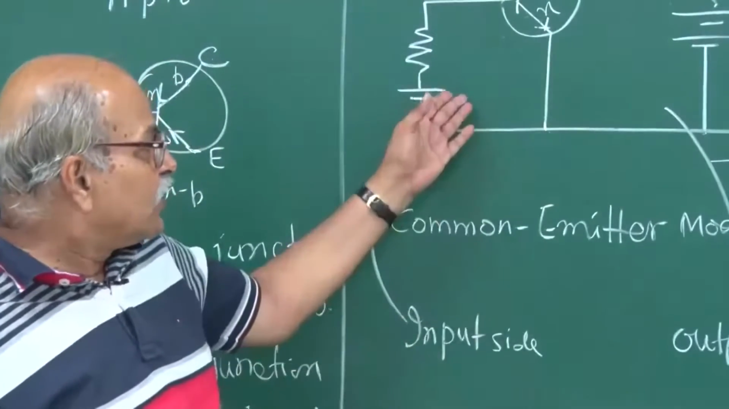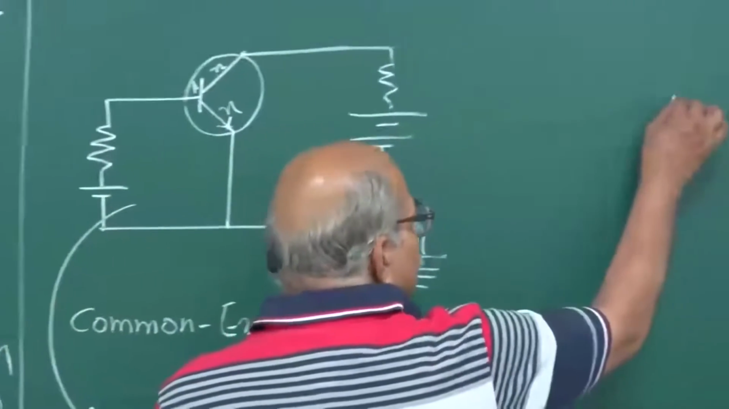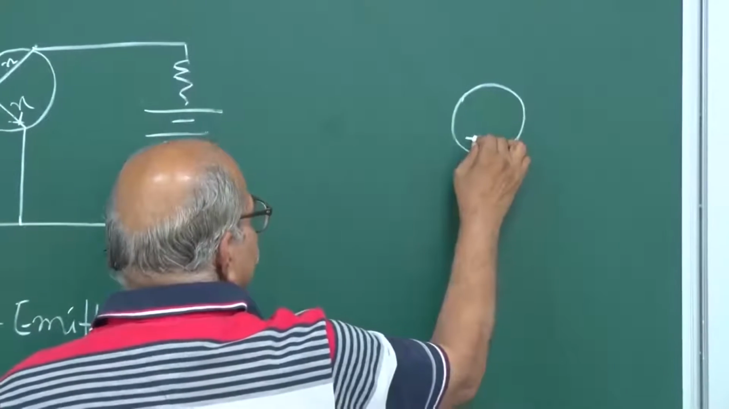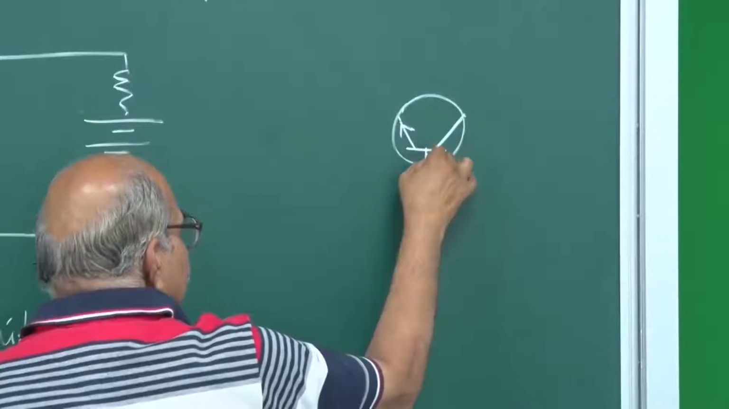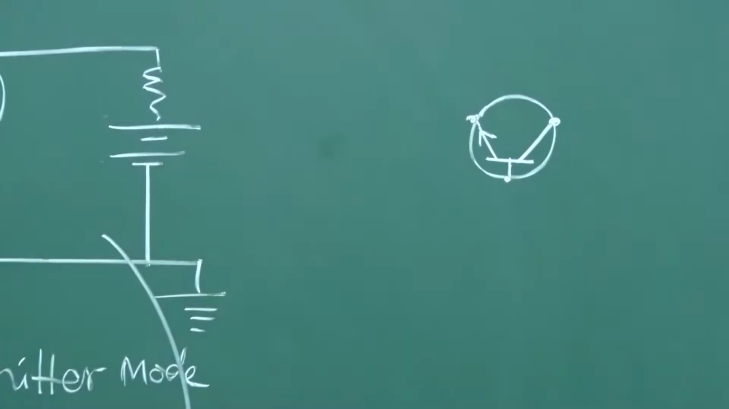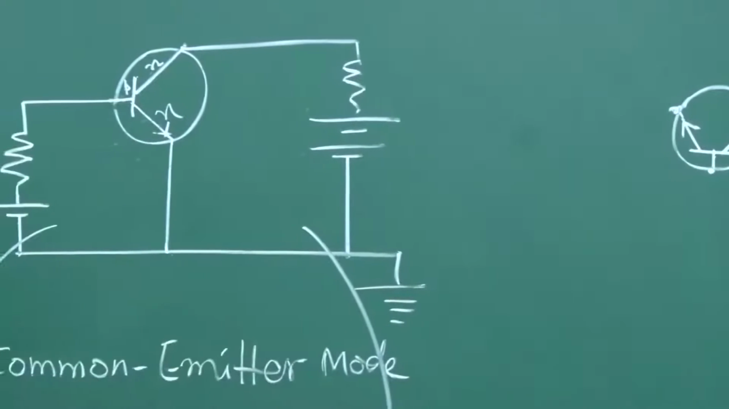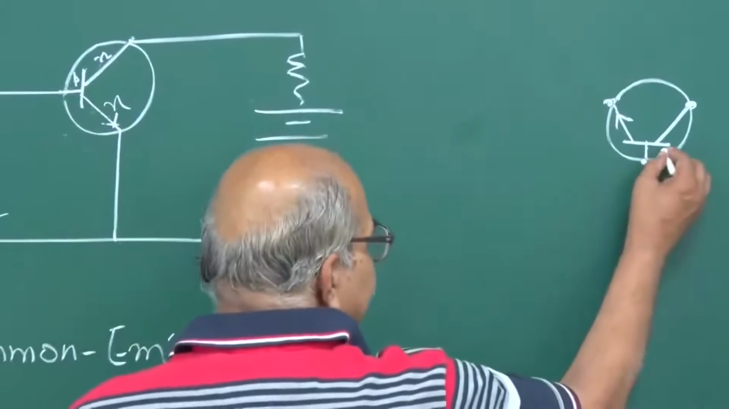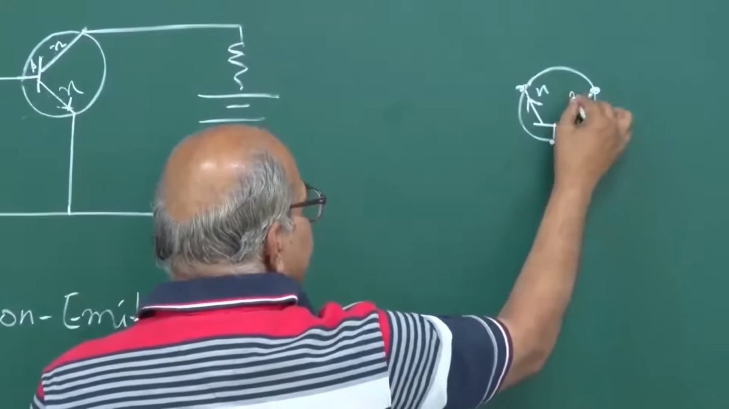You can also have other modes, common base mode for example. If you try to connect in common base mode, then let me draw the transistor in this fashion. Okay, so this is the transistor, and because I want to make all my voltages below the symbol, that's why I rotated it by 90 degrees, and this is the base, and this is the NPN transistor. So this is N, and this is P, and this is N.